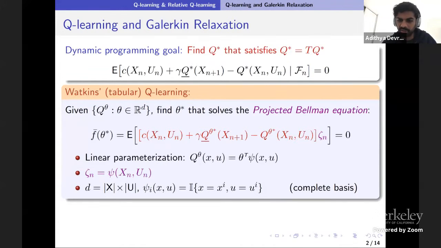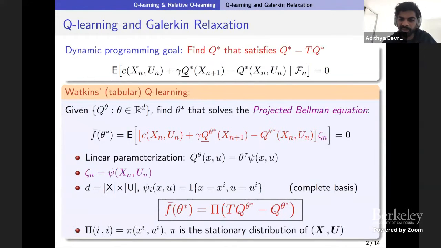It's well known that solving this is equivalent to finding the exact Q function. Why is that? If you choose this set of hyperparameters, the linear parameterization and the complete basis, then this f-bar of theta star written over here can be written in this form. Here Pi is a diagonal matrix with each component being the stationary distribution of this Markov chain (x, u). Again, Q_theta-star is the parameterized Q function that corresponds to the optimal parameter vector theta star, and T is the Bellman operator.